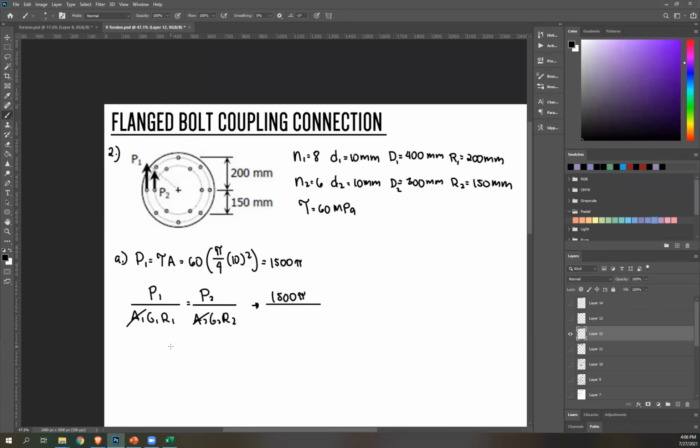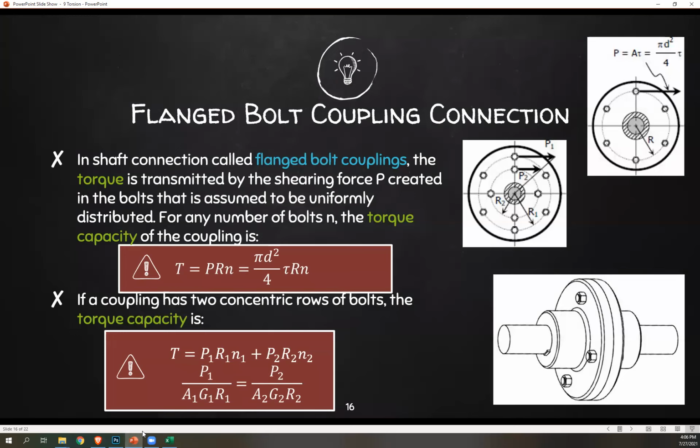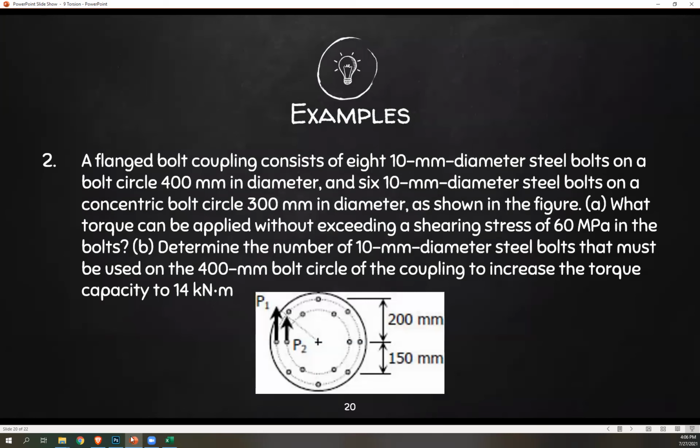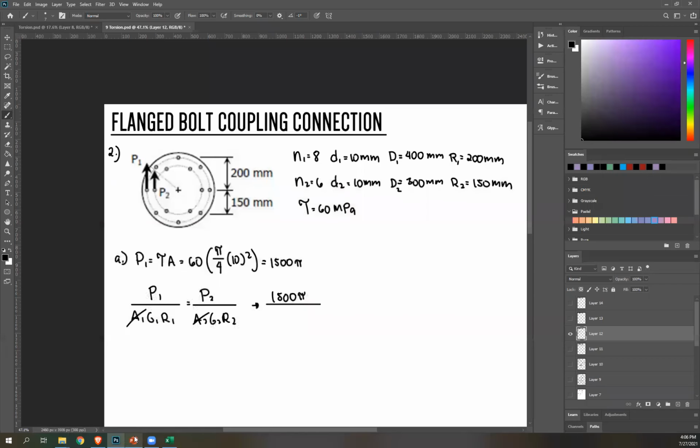They're of the same material, therefore they have the same modulus of rigidity, which is not given. Is it given? It is not. But since they're the same material, there's no mention of different materials here, the modulus of rigidity is also the same, so you can cancel that. So you're left with R1 and R2. R1 is 200 millimeters, and then equate this to P2 over R2, which is 150. Please solve what's P2.